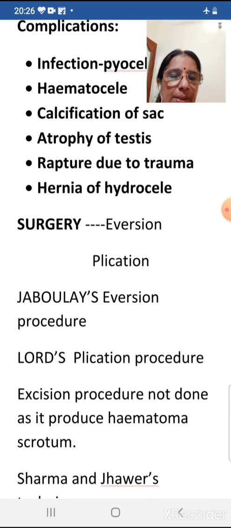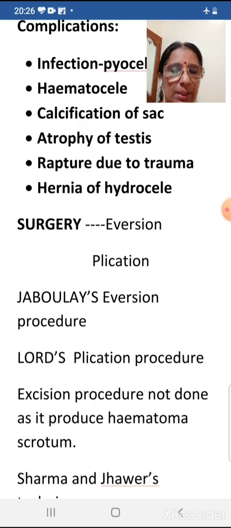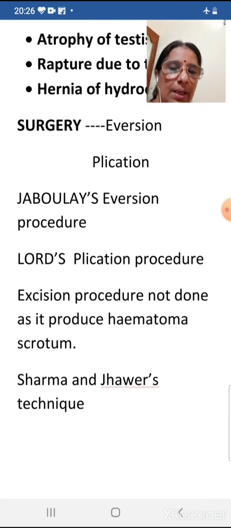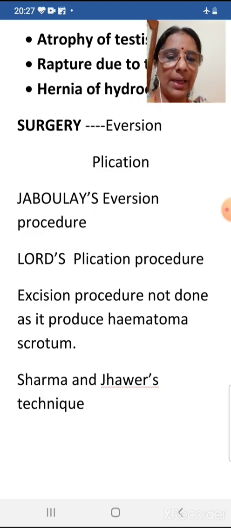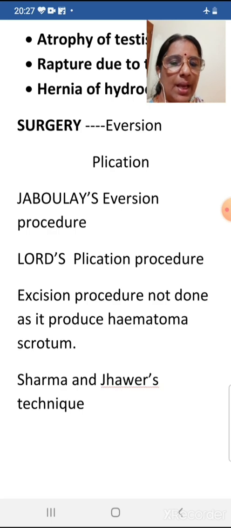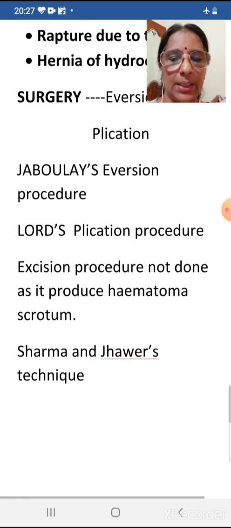Previously we used to do an excision procedure, excision of the tunica vaginalis, but nowadays we are not doing that procedure because it can lead to hematoma formation of the scrotum post-operatively. Then another, less traumatic technique is Sharma and Javer's technique. That is just like Lord's procedure, but instead of putting the testis in the scrotal cavity, we make a pouch in the dartos muscle and keep the testis in that dartos pouch. That is called Sharma and Javer's technique.